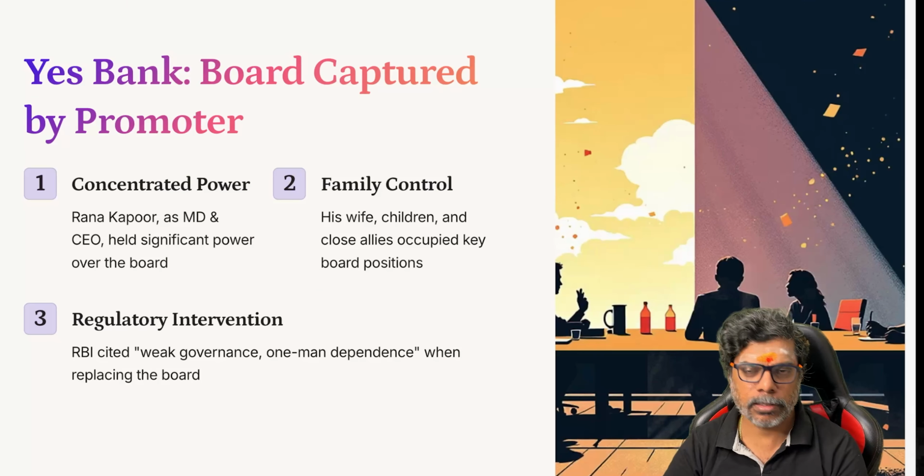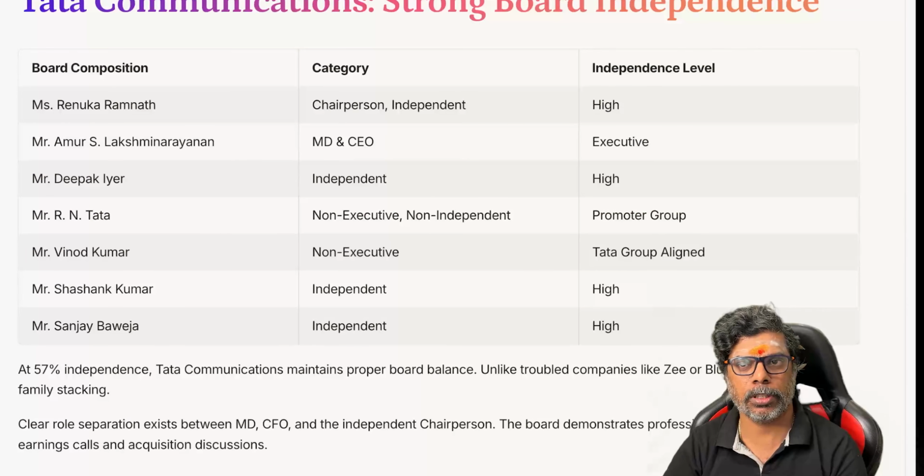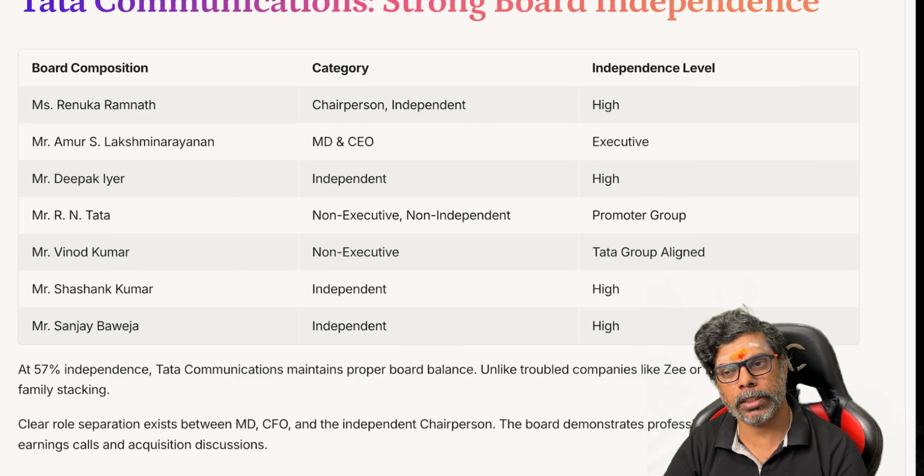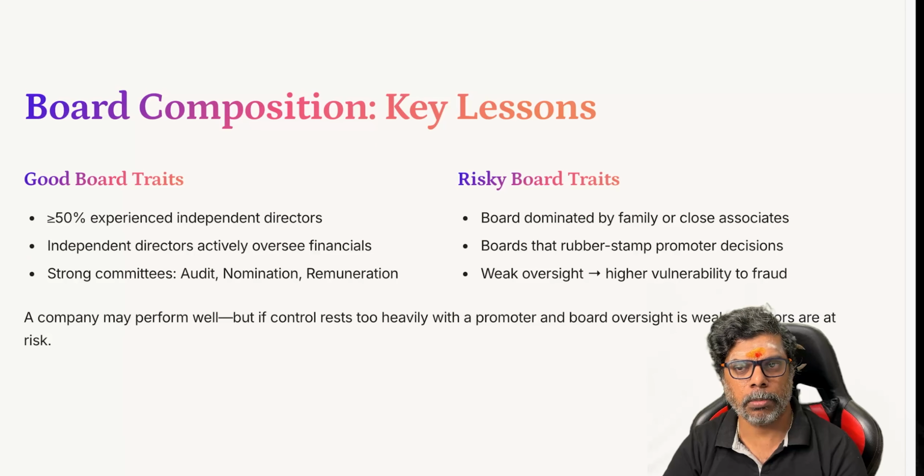As I mentioned earlier, Yes Bank has a promoter issue. Take Tata Communications as an example: the chairperson and independent directors give it a high independence level. Almost 57% in Tata Communications is independent, right? That is how your governance system has to be. Normally your board of directors has to have greater than 50% experienced independent directors. That is very important. If anything is contradictory to this, you need to flag it as a red flag.